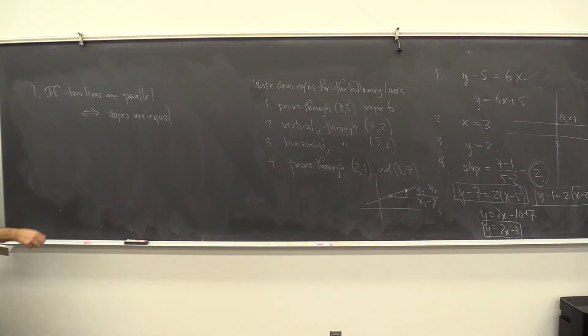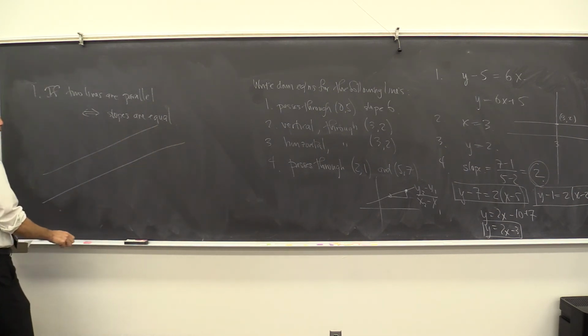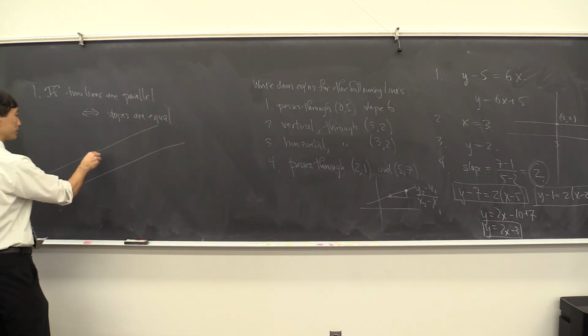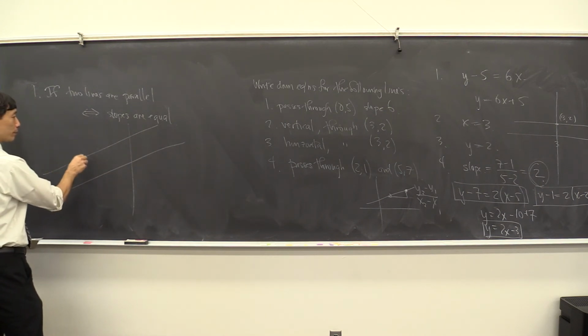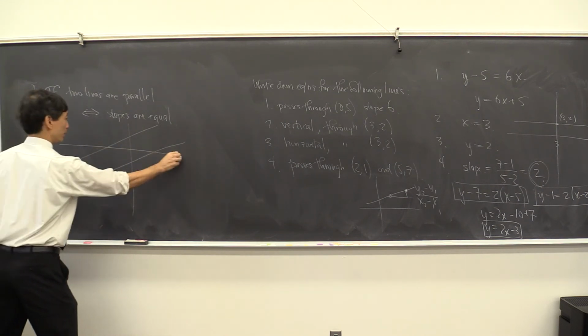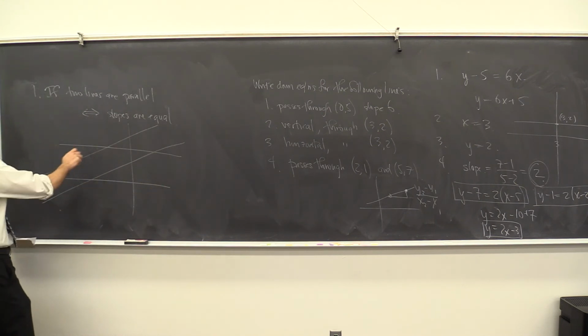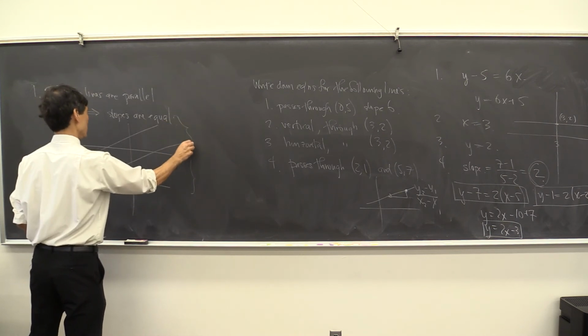And that kind of makes sense, right? Because if you've got parallel lines, when you make these triangles, right? So let me draw some. So like all of these pairs of lines are parallel. Right? So these lines are parallel. These lines are parallel.